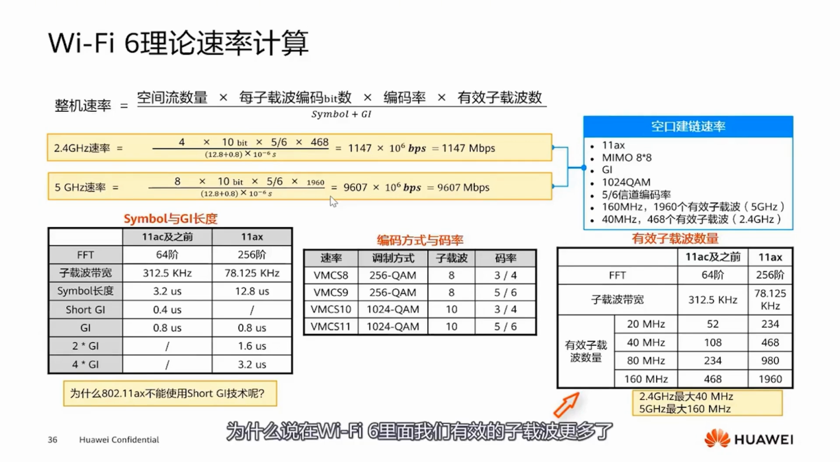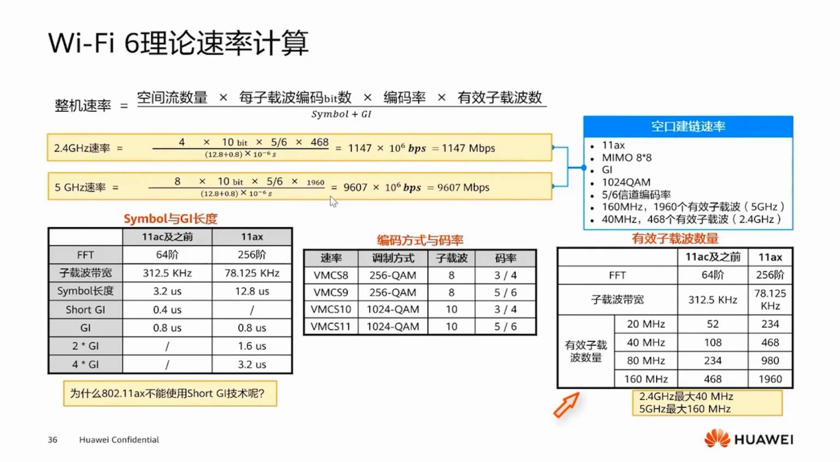We need to note here about effective subcarriers, like in 802.11ac. It's written as 52, right? In reality, it might be 8 or more. This time, everyone should pay attention to why in Wi-Fi 6 we have more effective subcarriers. Firstly, because the subcarrier bandwidth is smaller now. Previously, each subcarrier bandwidth was 312.5 kHz, now only 78.125 kHz. The difference is quite significant. Hence, we can use more subcarriers. At 20 MHz, we can achieve 234 subcarriers. At 160 MHz, we can achieve 1960. You can calculate the rates for 2.4G and 5G after class.